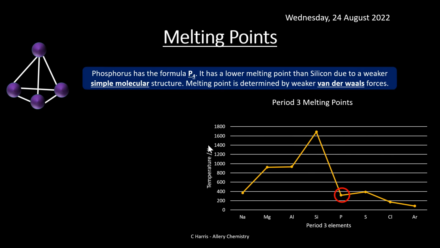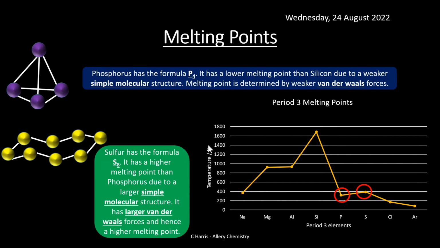So the melting point is obviously determined by van der Waals forces here. So you've got much, much weaker forces than what you've had before. And then likewise, if we go on to sulfur, sulfur again is a simple molecular structure, very much like phosphorus. It rises slightly from phosphorus because the molecule is slightly bigger, so it's S8, and because the molecule is a little bit bigger than phosphorus, it has slightly higher van der Waals forces than phosphorus does. Because it's got higher forces, that means it'll have a higher melting point, so more energy is required to pull these molecules apart.